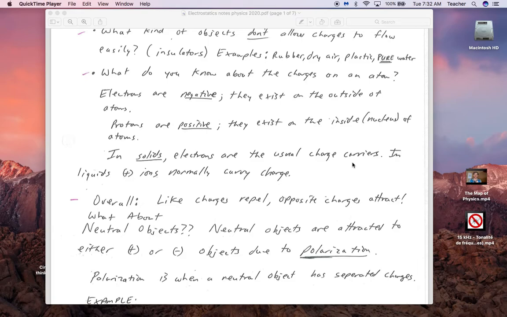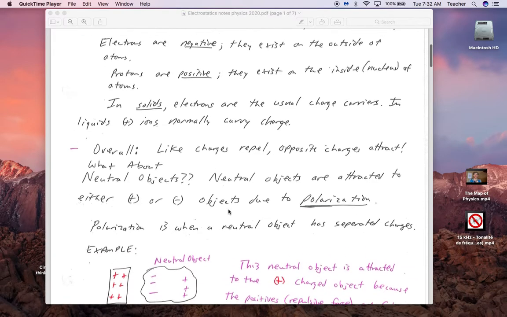So if something is neutral and it becomes negatively charged, it's gained electrons or gained negatives. If something's neutral and it becomes positive, it hasn't gained positives, it's lost electrons or lost negative charges. And we're going to have a simulation or a concept builder that allows you to see that.